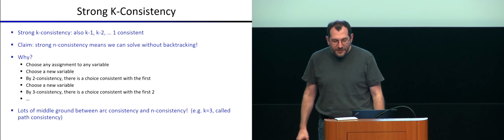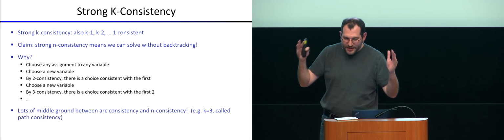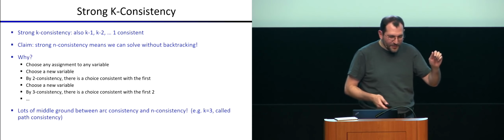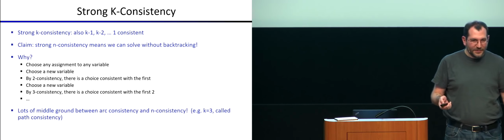Are there examples of graphs that are k-consistent but not strongly k-consistent? Yes, there are.